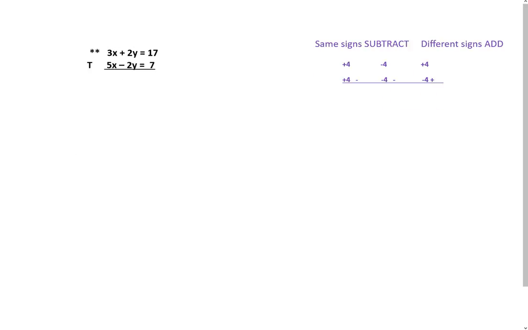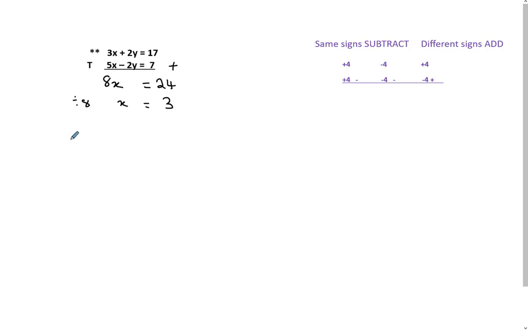Okay, so we've got 3x plus 2y equals 17 and 5x minus 2y equals 7, and we're ready to play because our y's are the same, and because the signs are different, we add. So we've got 3x plus 5x is 8x, you're gone, and 17 plus 7 is 24, and we divide by 8, and we've got x equals 3.